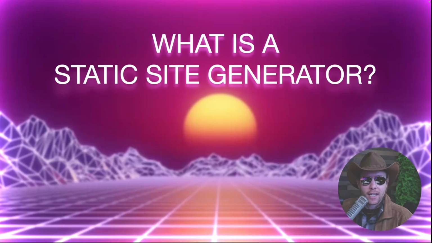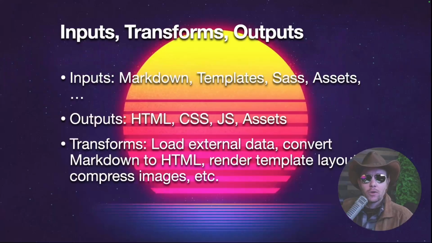So what is a static site generator exactly? You can think of it as involving three pieces: inputs, outputs, and the way that you transform the inputs to the outputs. The inputs are something like Markdown, which is where you write your content in a convenient way. And then you have a template, which represents the layout without the content. Then you might have Sass, which is an easier way of writing CSS. And you might have assets like images and fonts.